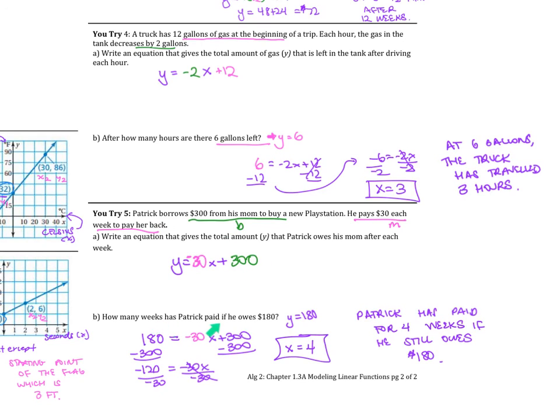And then how many weeks has Patrick paid if he owes $180? So $180, that has to do with our total amount, right? It doesn't have to do with the weeks, which is the time. So y equals 180, and you plug that into the equation. 180 equals negative 30x plus 300. You'd find the answer is 4. So therefore, Patrick has paid for 4 weeks if he still owes $180.